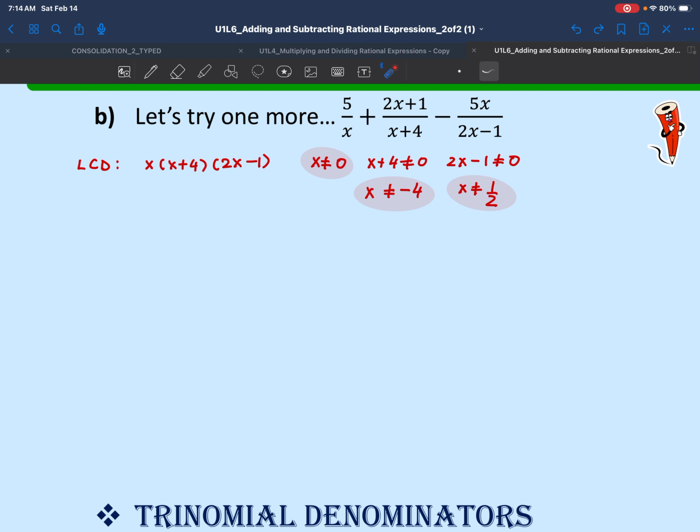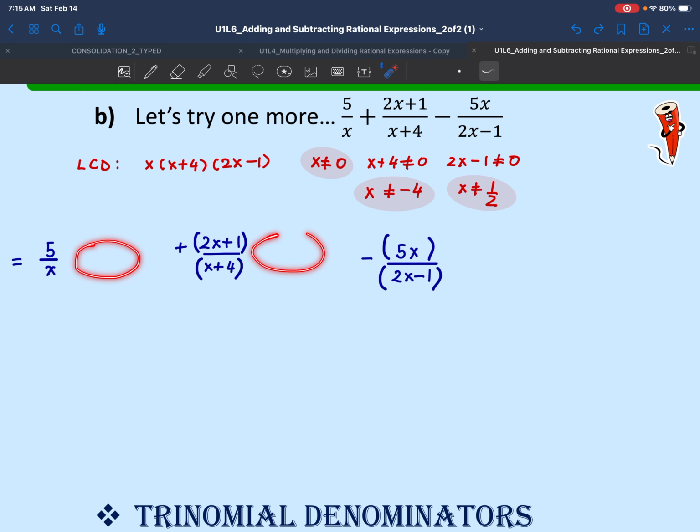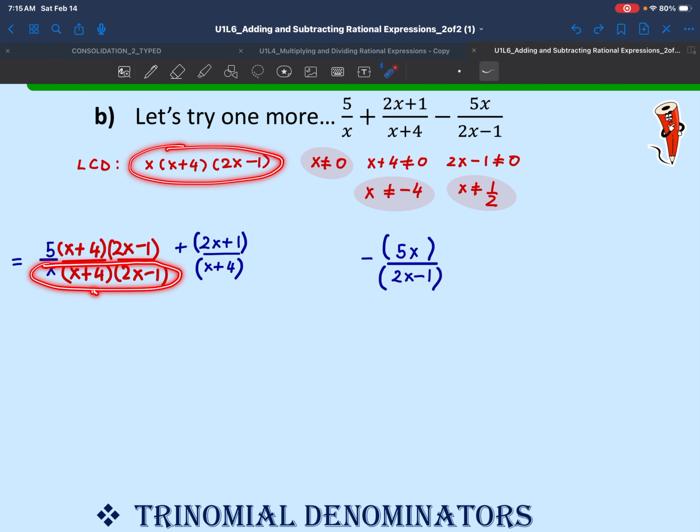Now let's get to work and try to make all these denominators the same as the lowest common. Again, I'm going to rewrite this same expression in the same way, but a little bit further apart from each other because I want to make room for my new denominators, creating the new denominators. So here we have just x, so we're missing x plus 4 and 2x minus 1. Again, we're multiplying both numerator and denominator by x plus 4, and both numerator and denominator by 2x minus 1, and notice how the lowest common now is the same as the denominator in the expression.